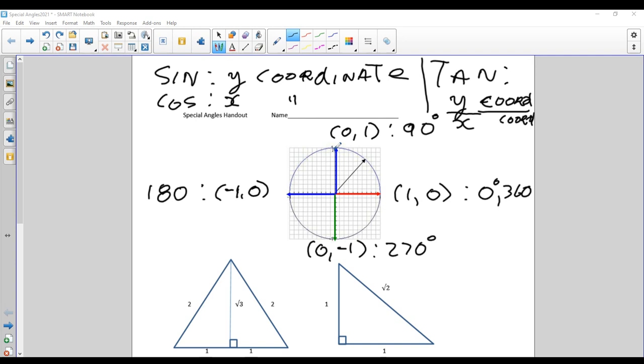You want to rethink that? No. Okay, good. That's good. Sine of 90 is 1, because like we said, sine is my y-coordinate. It should be 1.